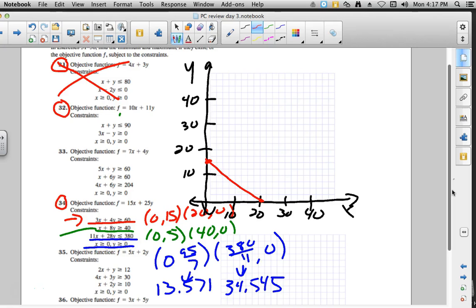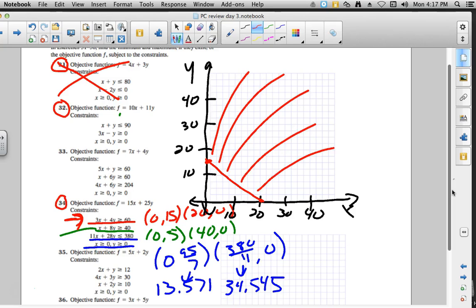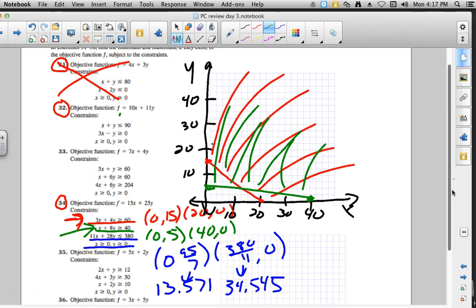And if we test the point 0, 0 in that little bugger, 0 plus 0 is not greater than or equal to 60. So that means we are shading outward into the great unknown. The green one, we have 0, 5 and 40, 0. Notice the intersection there. That one again, if I put 0, 0 in there, 0 plus 0 is not greater than or equal to 40. So this one is shading up. Again, when I'm paying attention when I'm graphing this is where I have that double shading.